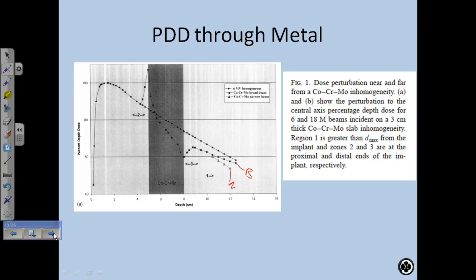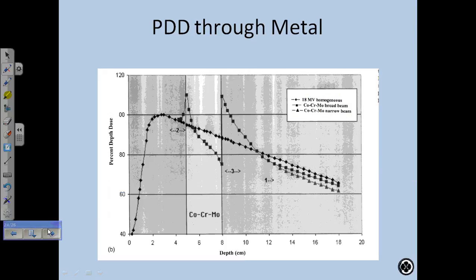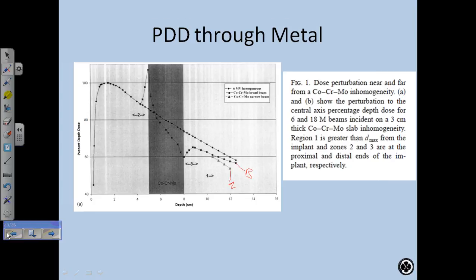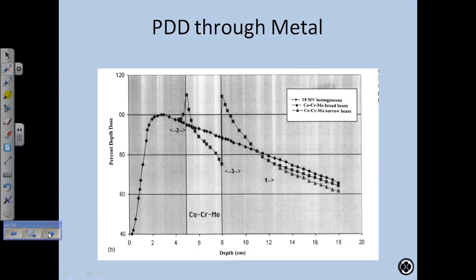So the broad beam starts to approach the unattenuated PDD at deep depths. Okay, so that's 6 MV. Remember that 6 MV. Here's 18 MV. This one looks a little different. This part is similar, okay, going back. It's similar up here. There's some backscatter. There's more backscatter here than at 6 MV.